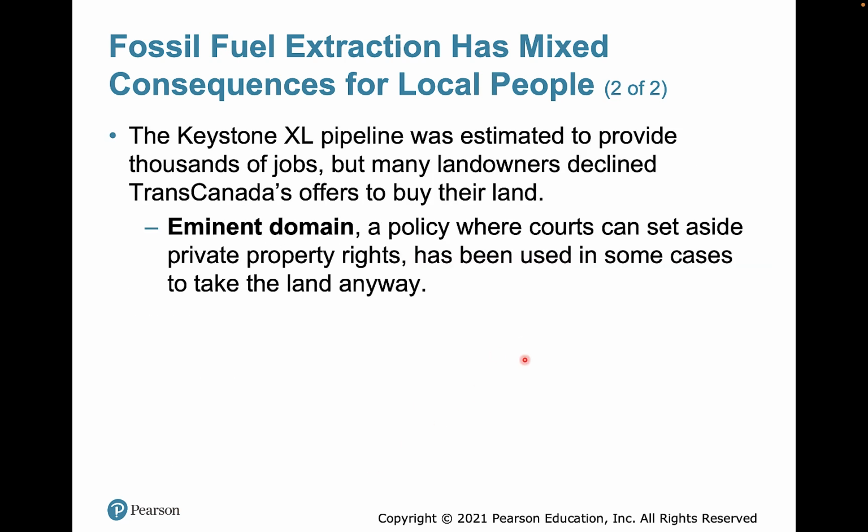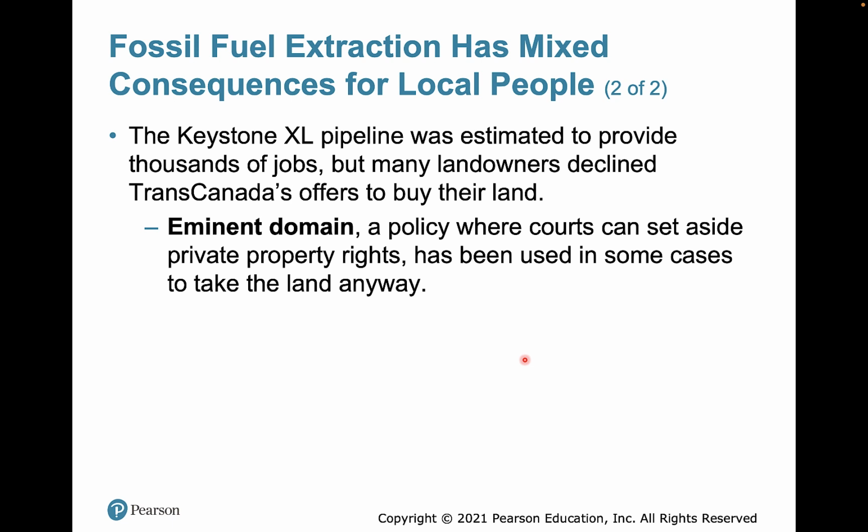The Keystone XL pipeline was a potential situation or circumstance where the government could have instituted something called eminent domain, okay? It's a policy where courts can set aside private property rights if the project has been deemed beneficial for the general populace, right?